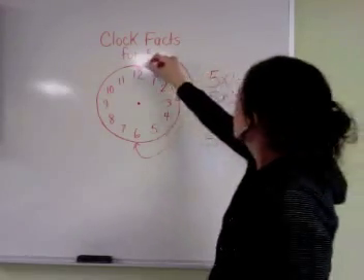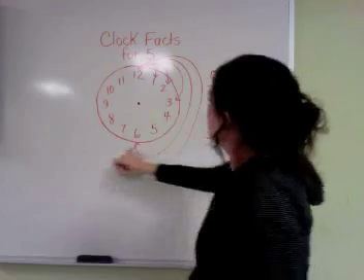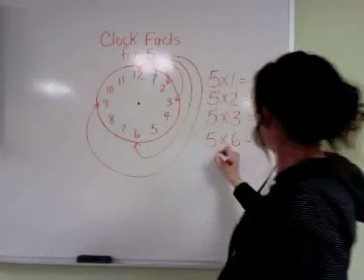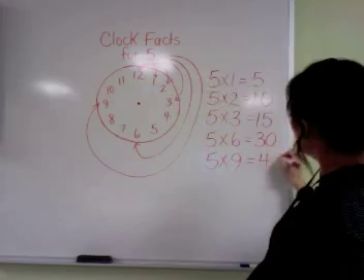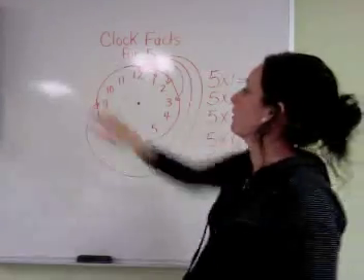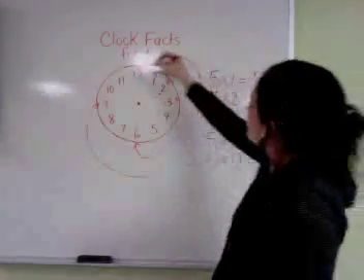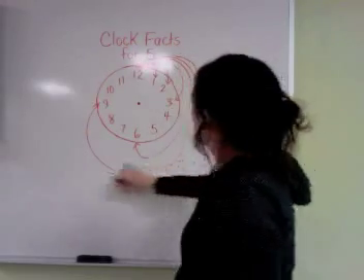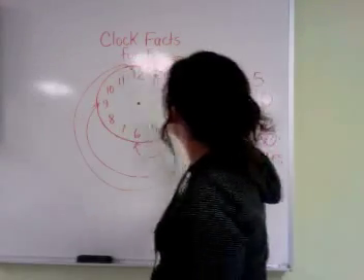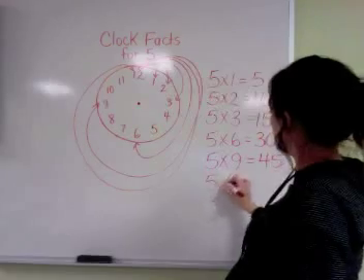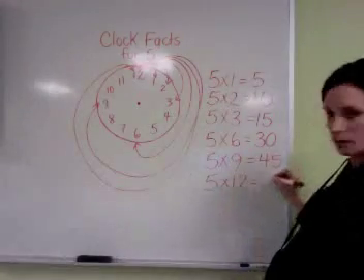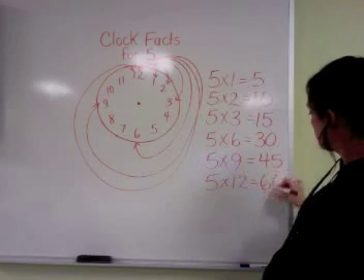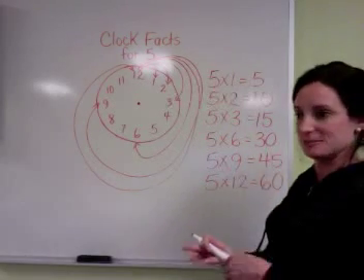Let's go over to 9. And we will do 5 times 9, which is the same as 45 minutes after the hour. If we go a full rotation of the clock, all the way back up to 12, 5 times 12, we have completed a full hour on the clock, which is the same as 60 minutes.